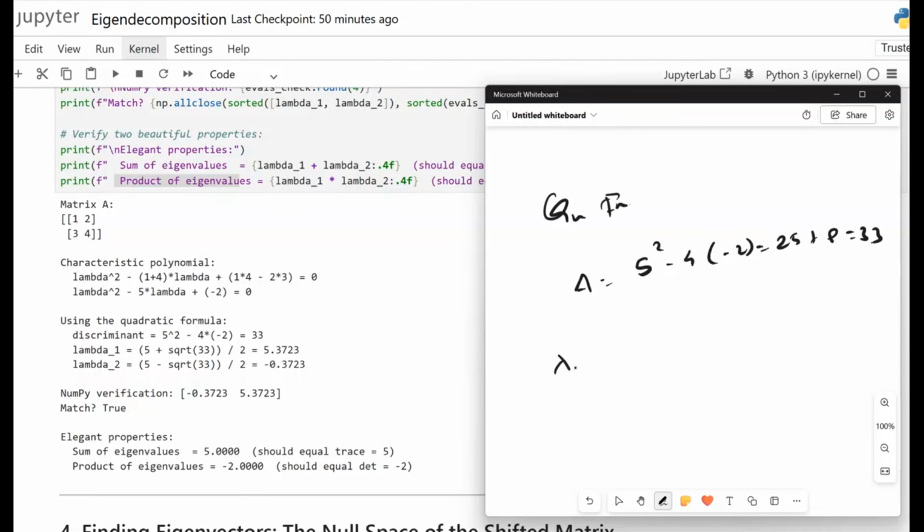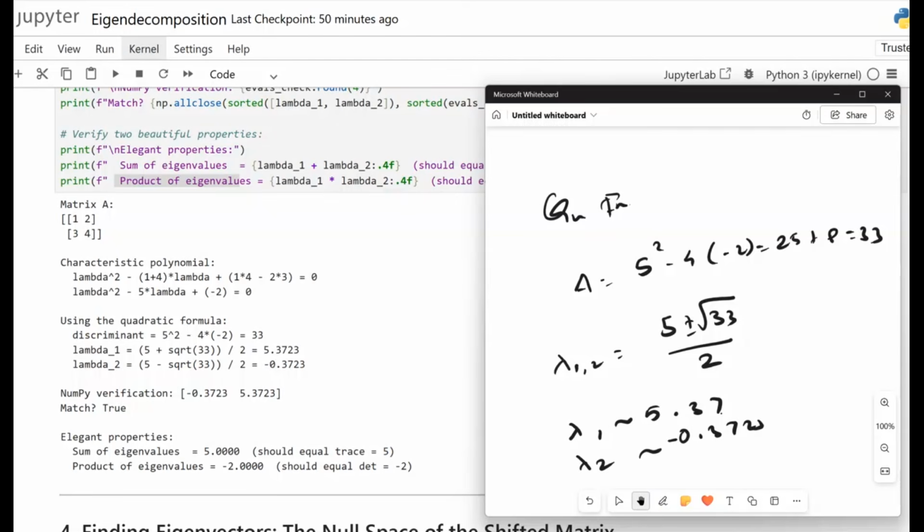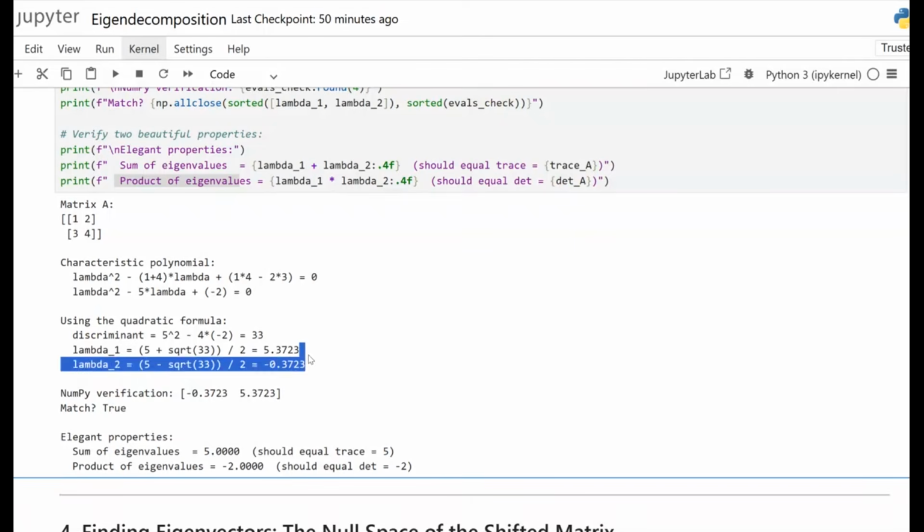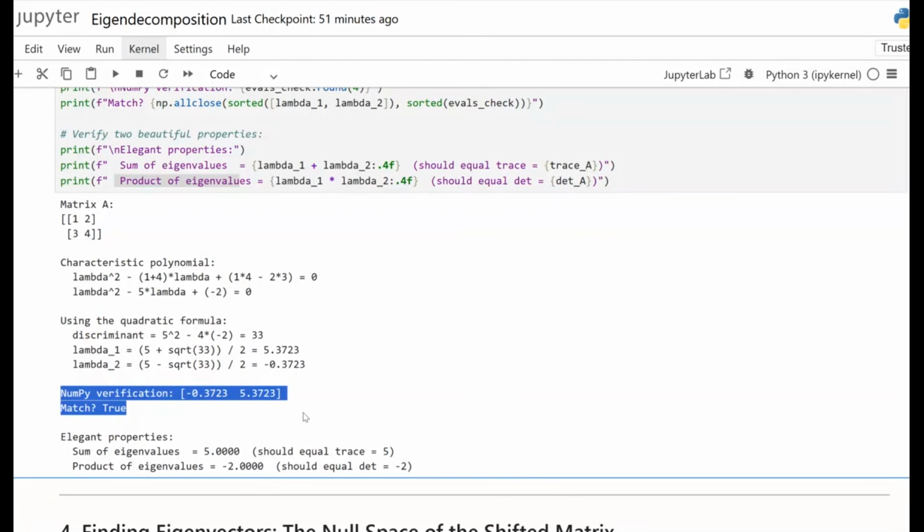And here, if I just want to go with lambda 1 and 2, that is 5 plus or minus square root of 33, divided by 2. So numerically, we get lambda 1 as about 5.37, and lambda 2 as about minus 0.3723. We just got it here. The numerical algorithm computes the eigenvalues, and of course both are equal.